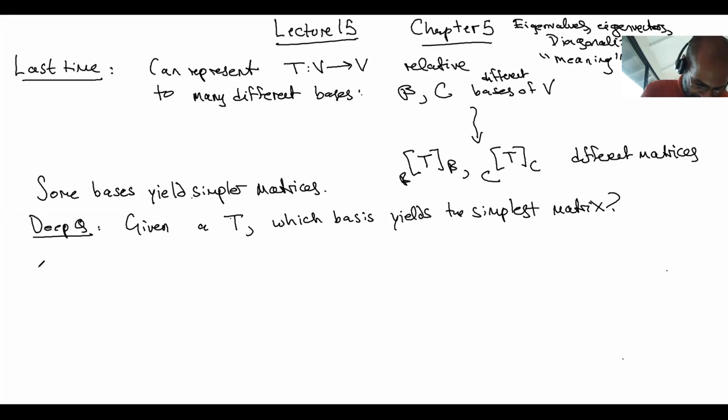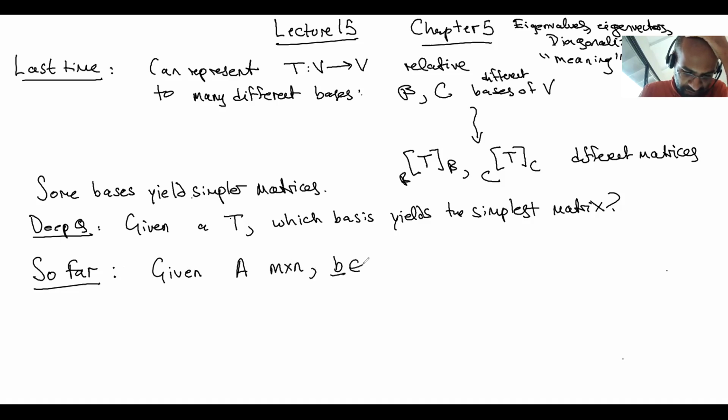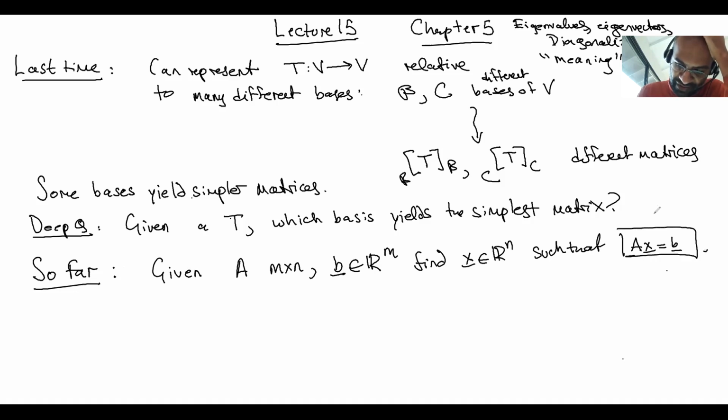To put it in context, so far everything we've done is essentially somehow related to a particular type of equation, which is a linear system: given a matrix A that's m by n and a vector b, the question was to find a vector x such that Ax equals b. Okay, so that's a linear equation.